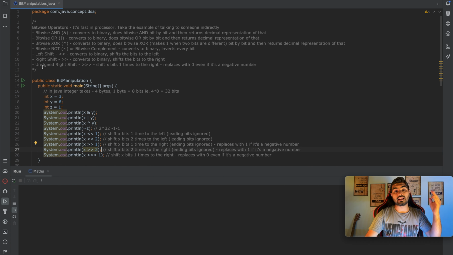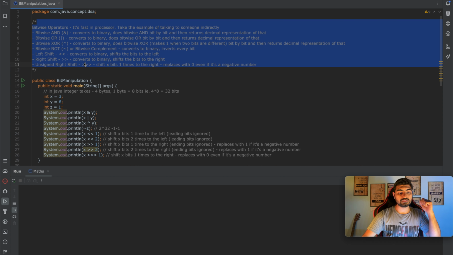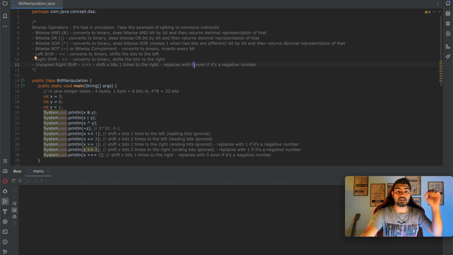Now there is unsigned right shift as well. When you're doing the right shift, it considers the scenario when you are passing negative numbers as well, the signed bits. But if you are using unsigned right shift, there are differences. Here you have one more of this arrow. Now this is our unsigned right shift and this is the right shift. In this one, you perform the same operation, but it replaces with 0 even if it's a negative number. That means the first bit that you have is actually a signed bit.